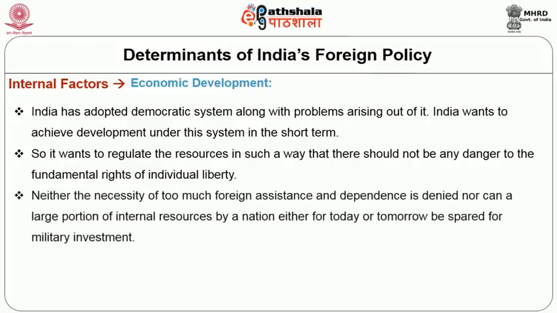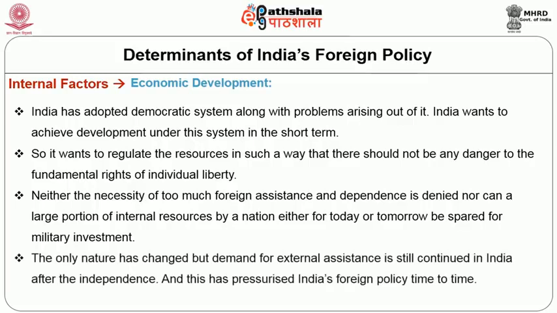In this direction, neither the necessity of too much foreign assistance and dependence is denied, nor can a large portion of internal resources by a nation, either for today or tomorrow, be spared for military investment. Hence, only the nature has changed, but demand for external assistance still continued in India after the independence, and this has pressurized India's foreign policy from time to time.